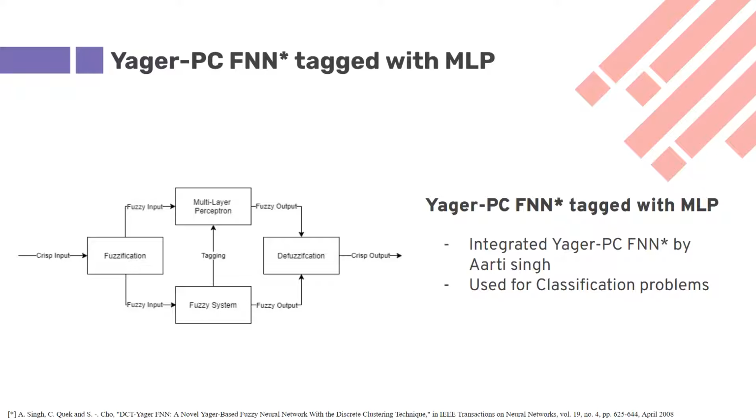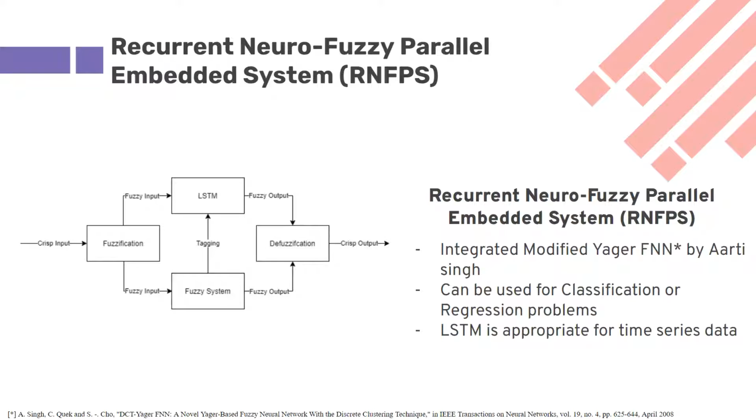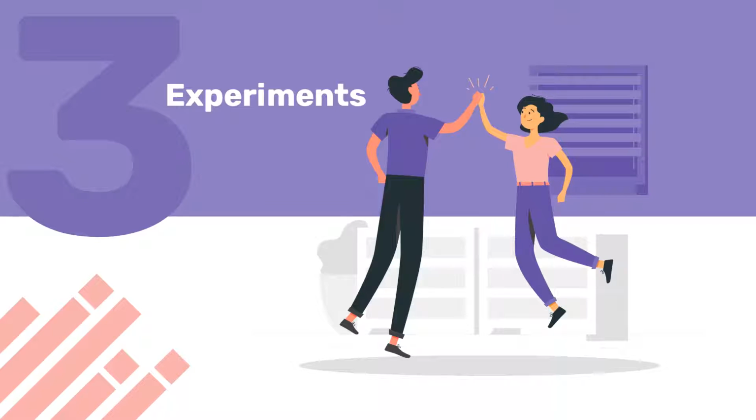Firstly is Jaeger PC-FNN tagged with MLP, where the fuzzy system is inherited from ATI, while the learning component is replaced by MLP. Next is the main architecture of this project called Recurrent Neuro-Fuzzy Parallel Embedded System. Similar to the other architecture, it inherits the fuzzy system from modified Jaeger FNN by ATI, and it replaces the learning component with LSTM. Next, we'll go through the experiments done to estimate the ability of the architectures created.